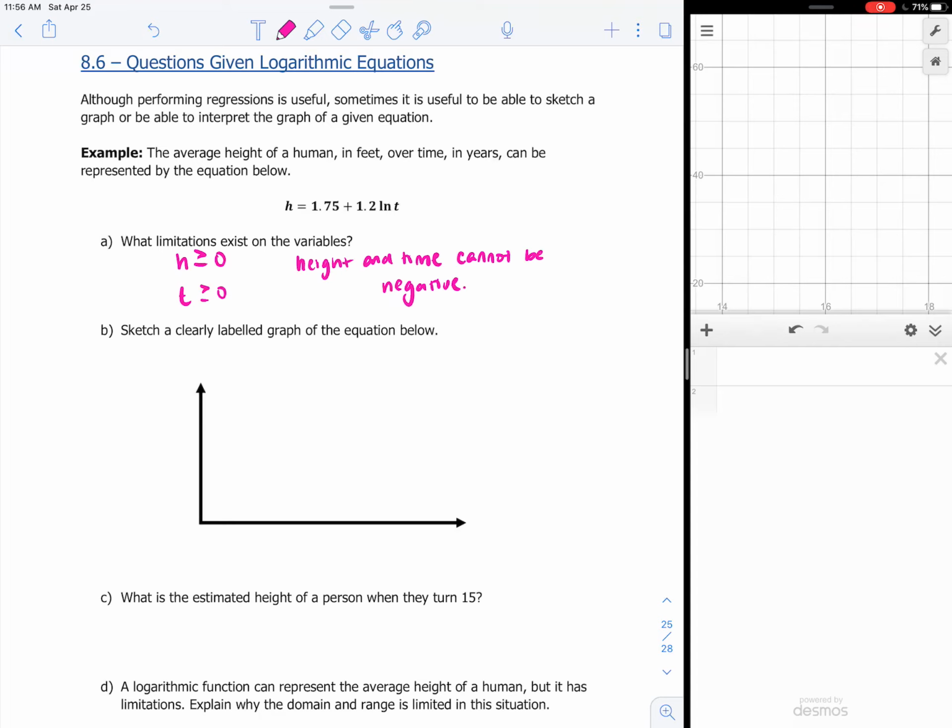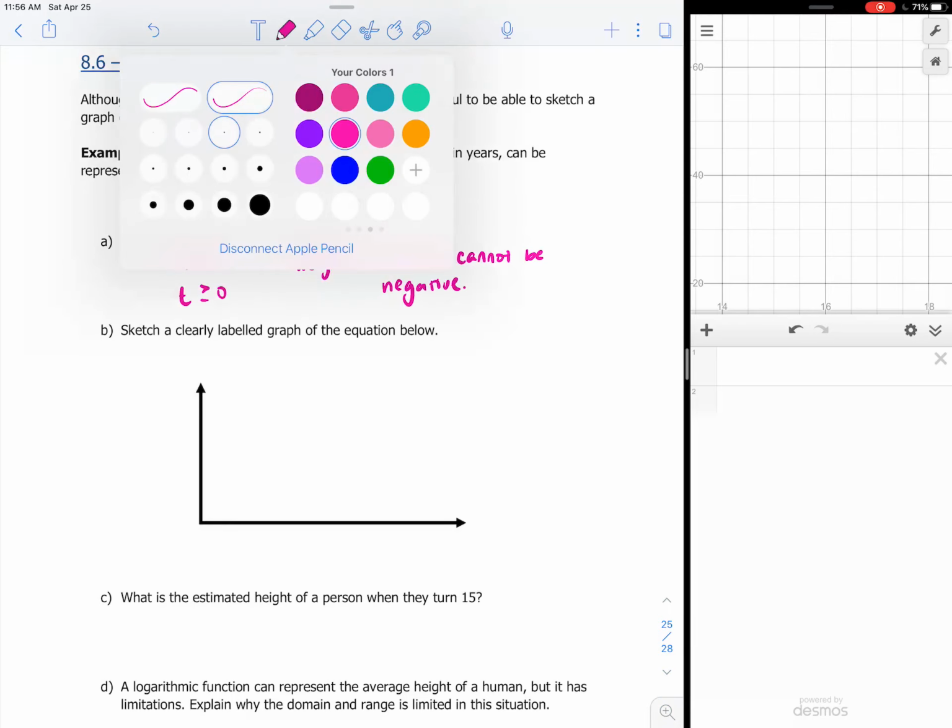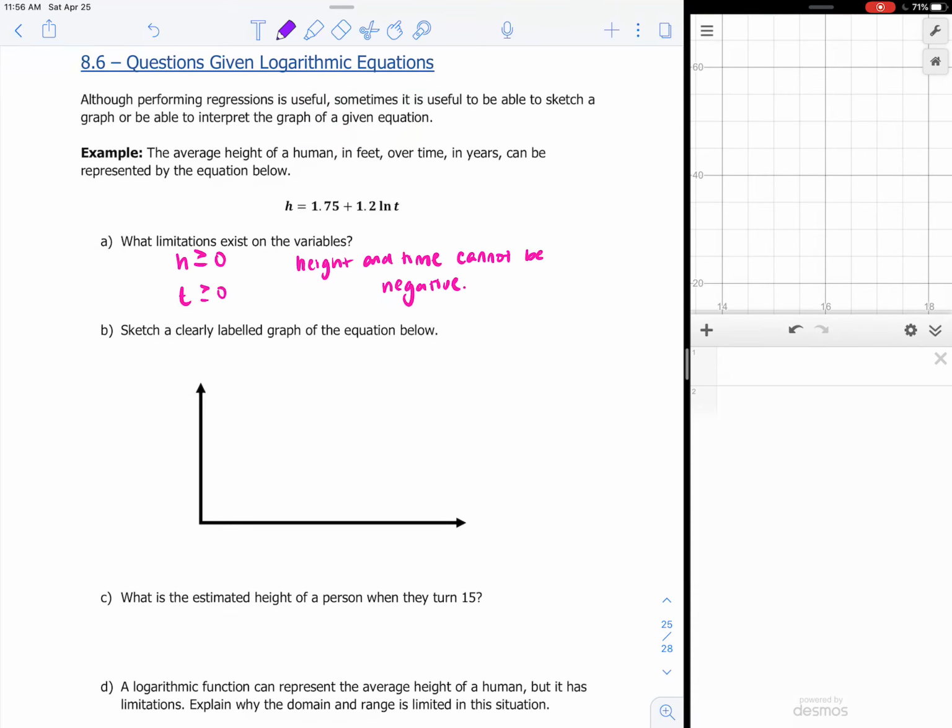All right, so next question says, sketch a clearly labeled graph of the equation below. So again, before we even start anything here, let's start giving our graph a title, maybe label some axes and things like that. So our graph is representing the average height of a human over time. So that can be our title. Average human height over time.